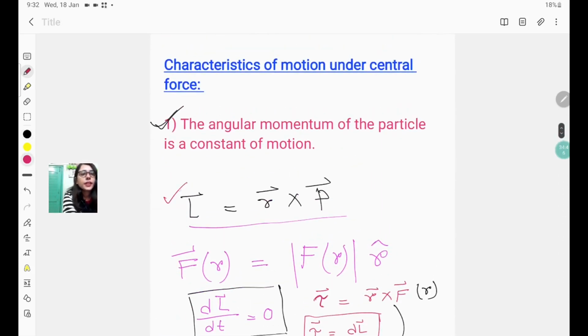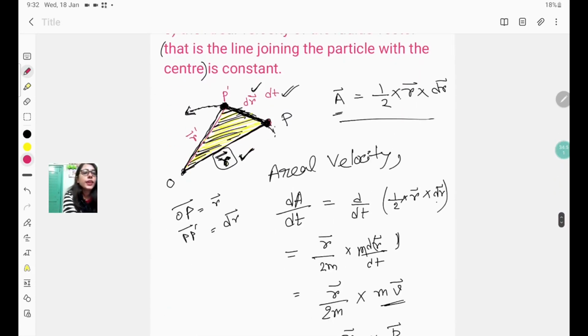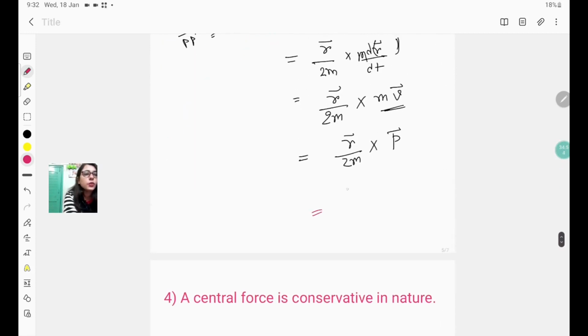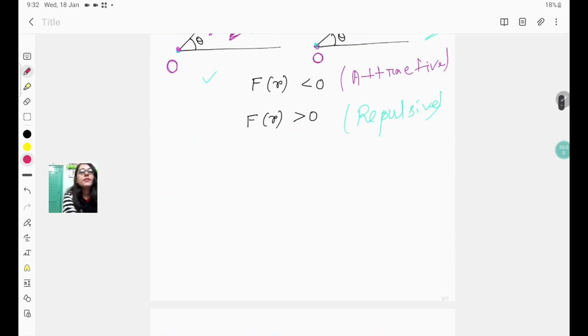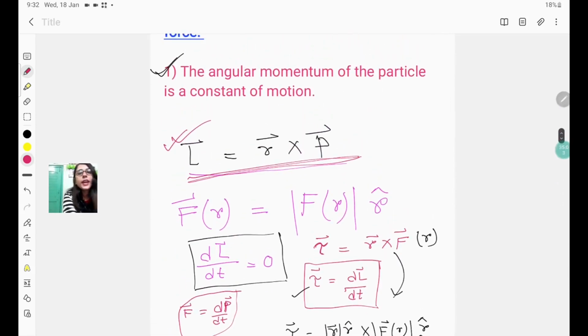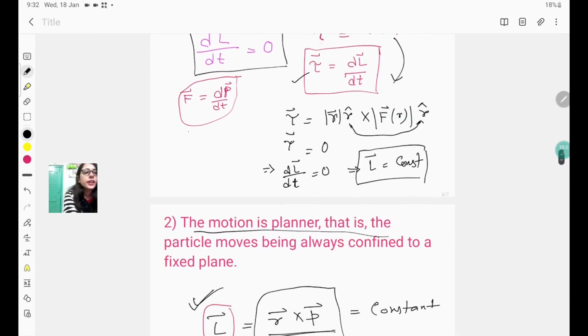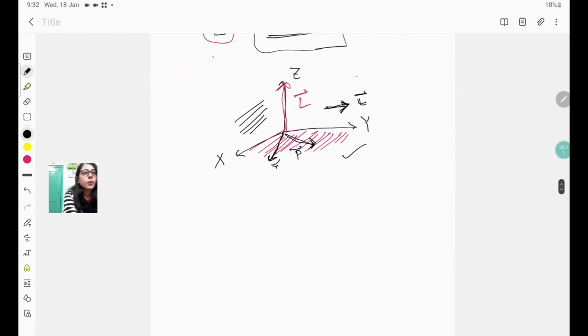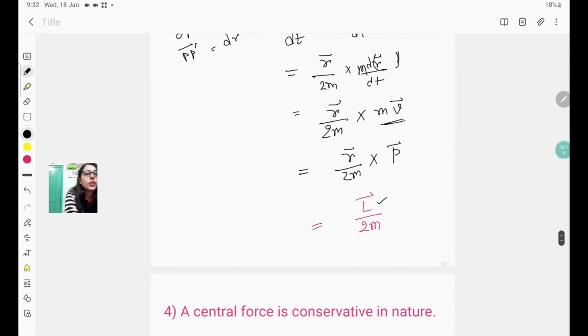Here we already have written r cross p is equal to L, that is the angular momentum. So, here we can write r cross p is equal to L, angular momentum, by twice m. Now, in case of central force motion, we already have proved that the angular momentum of a particle is constant of motion, that is L is equal to constant. Now, from here L is constant. Okay, 2 is a constant quantity and m is the mass of the particle, which is also constant. So, this total part L by twice m becomes constant.